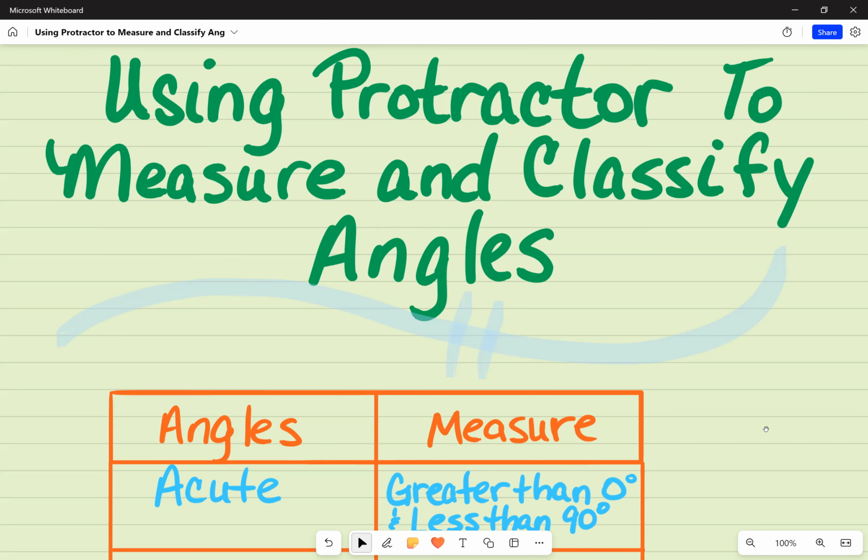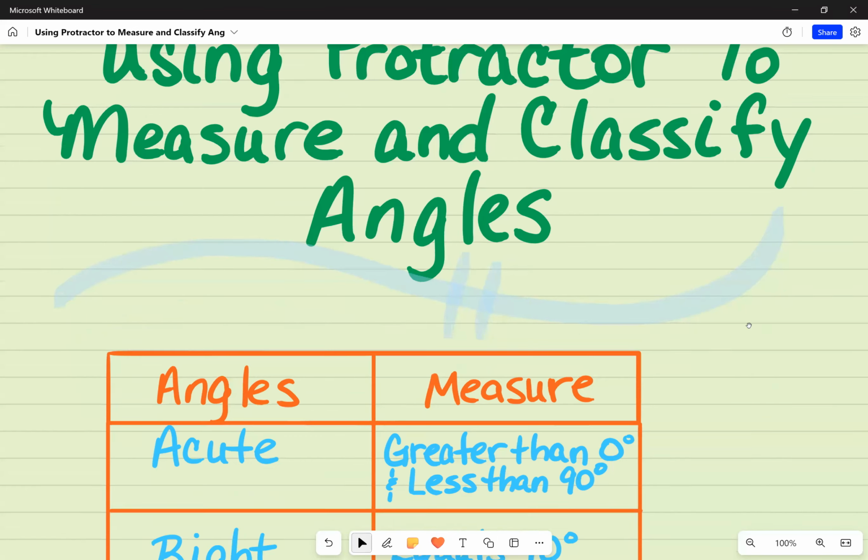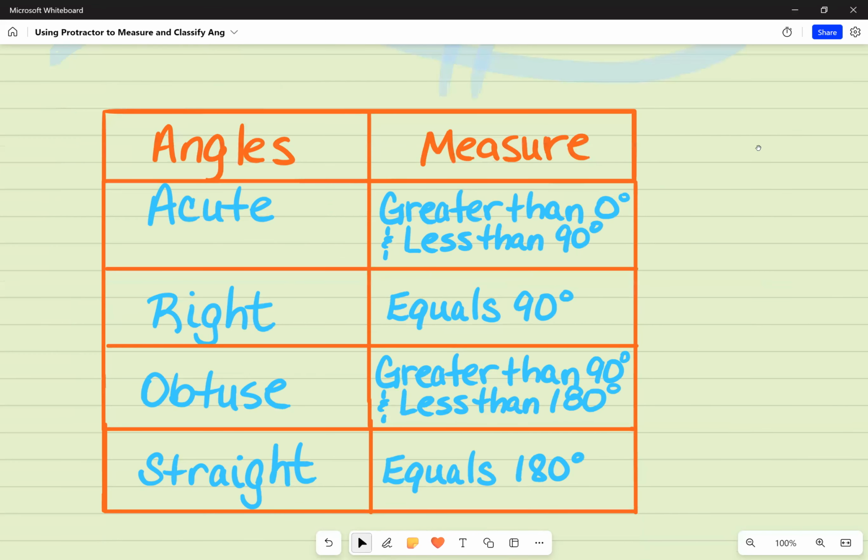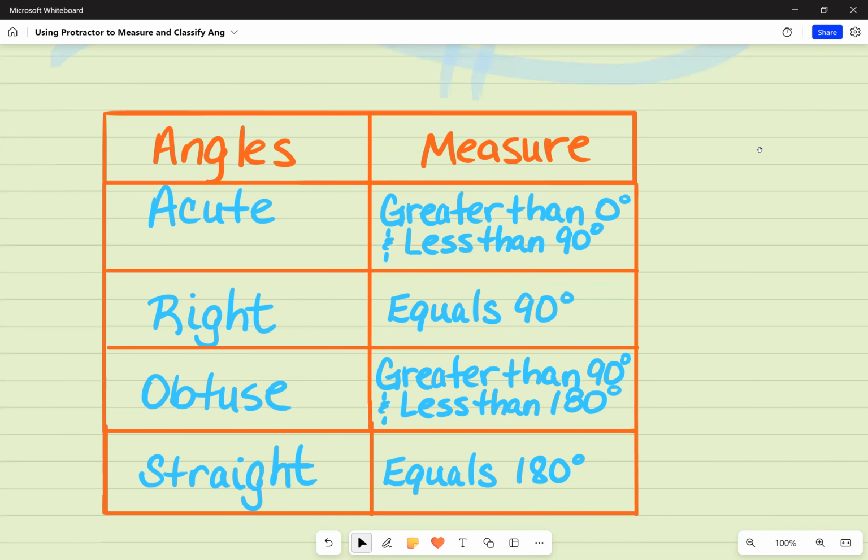If you recall from a previous video, I explained the different types of angles. We have acute, which is greater than 0 degrees and less than 90 degrees. We have a right angle that equals exactly 90 degrees. An obtuse angle, which is greater than 90 degrees and less than 180 degrees. And we have a straight angle, which is equal to 180 degrees.